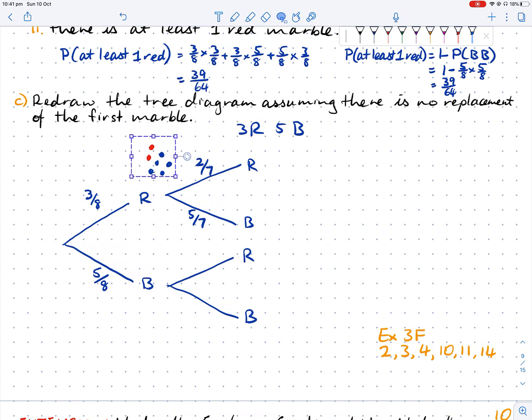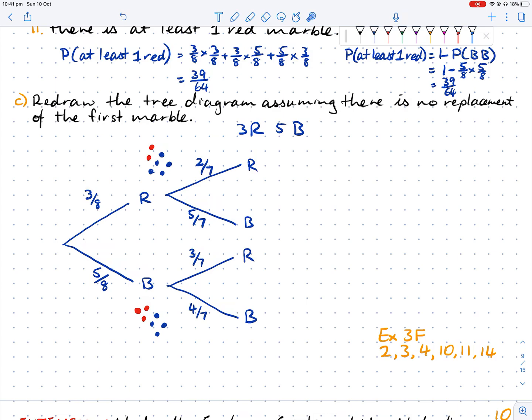Now, if I take the same diagram, if instead of taking out a red marble, I took out a blue marble first, then I'm going to get rid of that blue marble, and this is the bag that we're going to now work out our second lot of probability with. So now the probability of getting a red marble, we've still got 3 of them in there out of 7, and the blue marbles, we've got 4 out of 7.